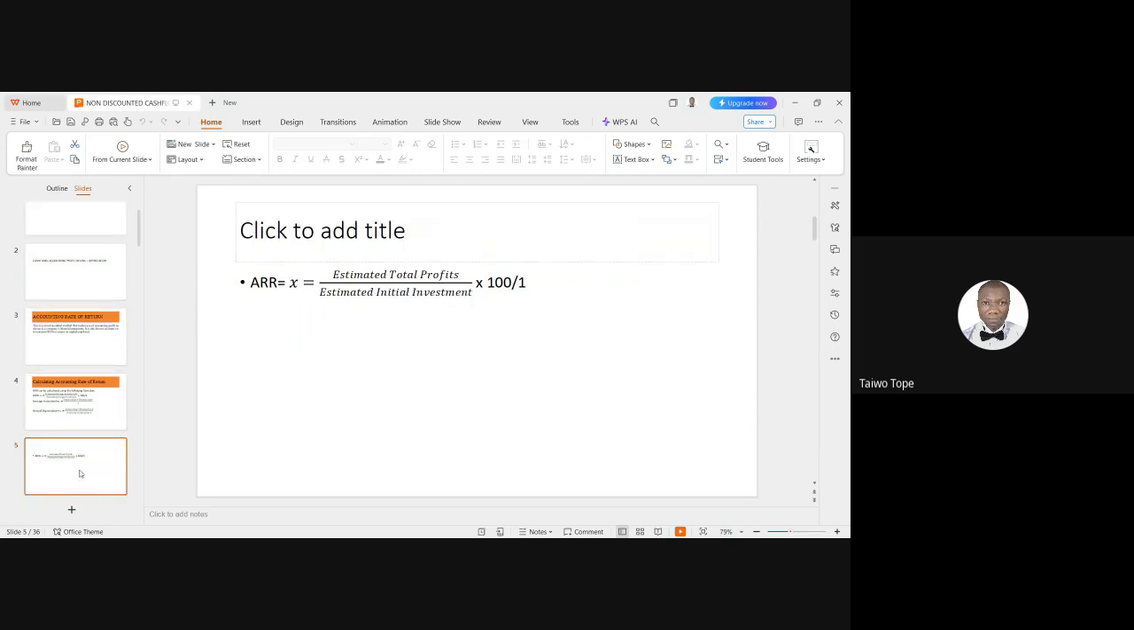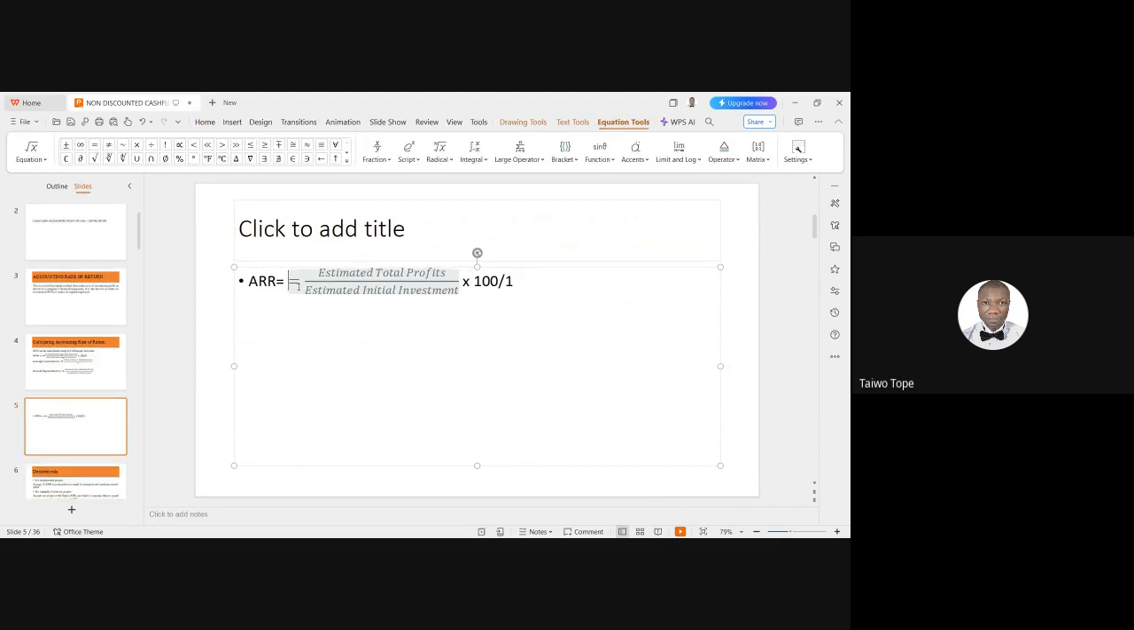And so also, how do you determine your accounting rate of return? It is this formula where you have your estimated total profits divided by estimated initial investment multiplied by 100 divided by 1.